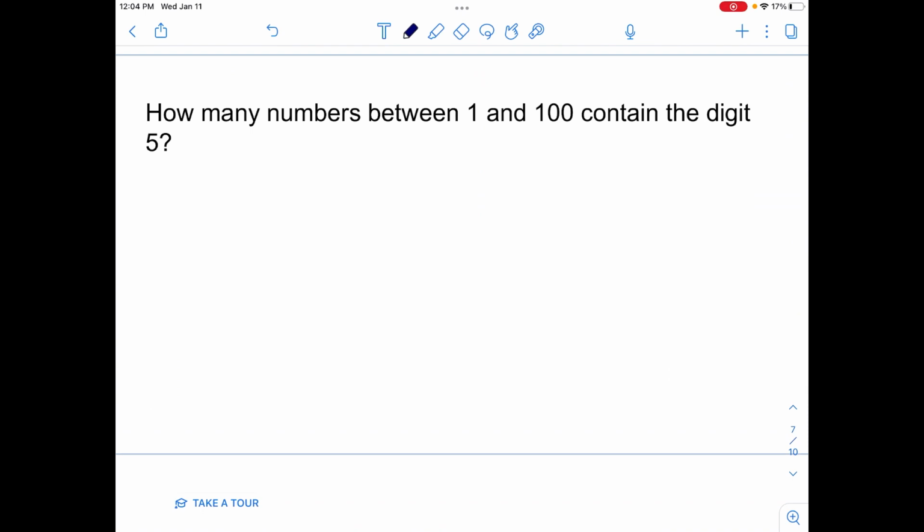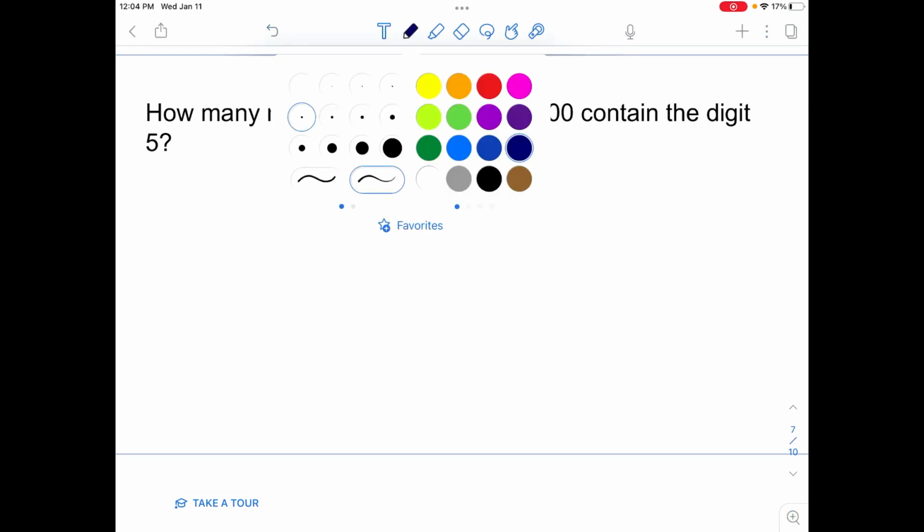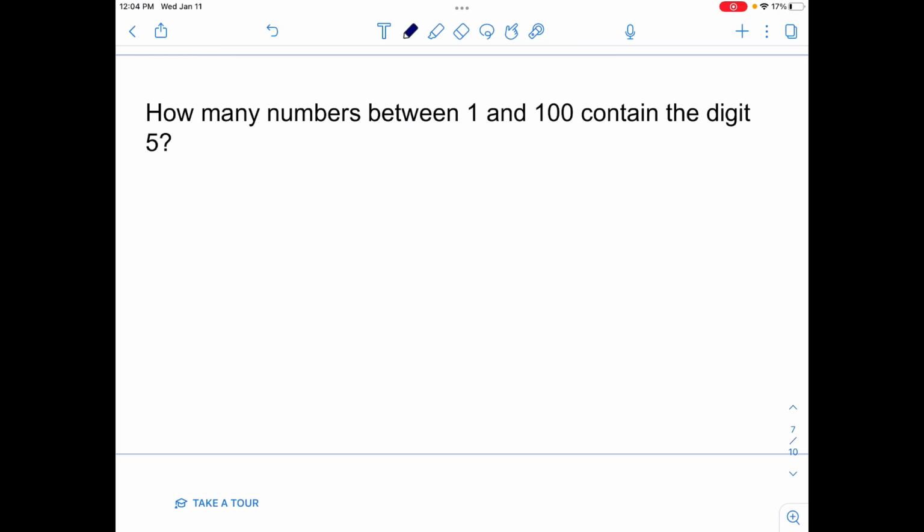This one says, how many numbers between 1 and 100 contain the digit 5? So we could look at this problem, and a lot of students will probably just start by counting. Some students might even look at it and say, I don't even know how to start it, and I'm going to give up on it. But that's why we want them to think about it and come up with a nice organized way. There are probably a few different ways you could organize this, but I'm going to organize it by digit.